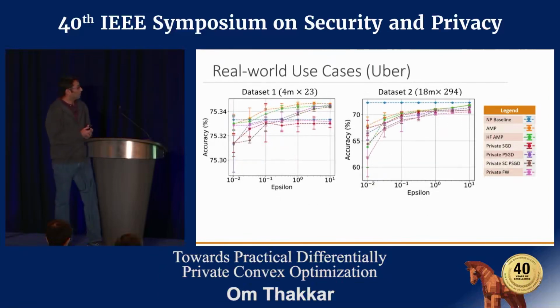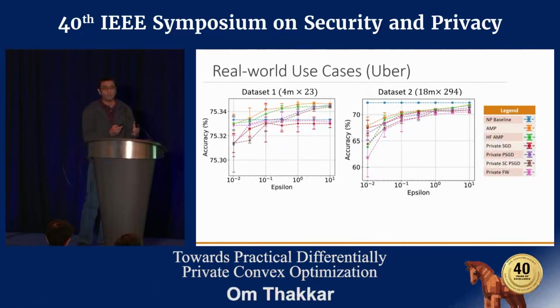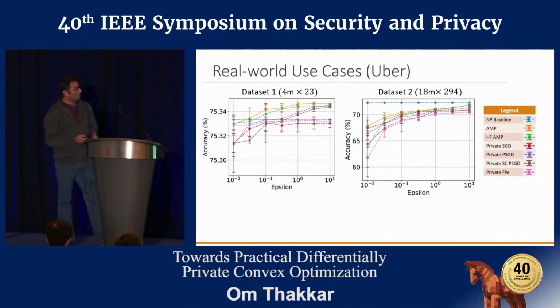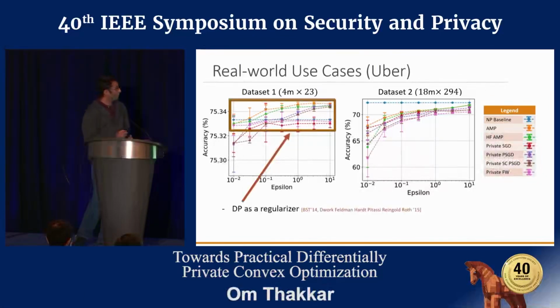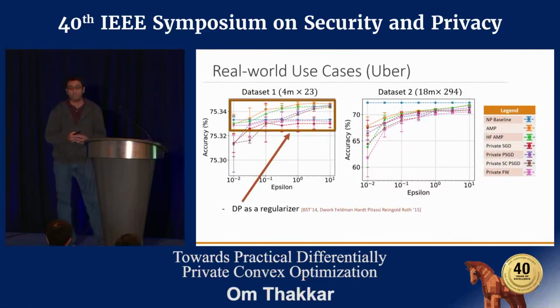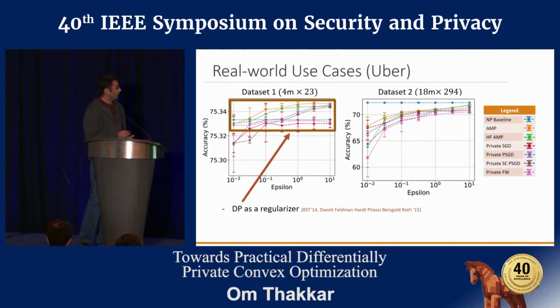Next are some results on real-world use cases, where these are large data sets. They have millions of samples. The first observation here is that many prior works have theorized that differential privacy can act as a regularizer. And in dataset 1, we see that the best private algorithms almost always outperform the non-private one.